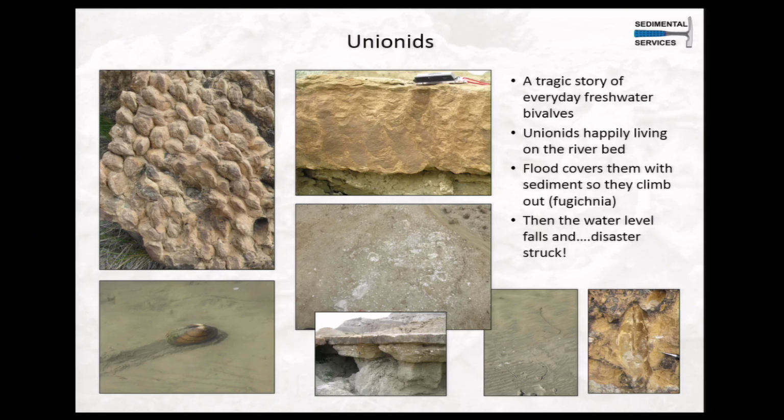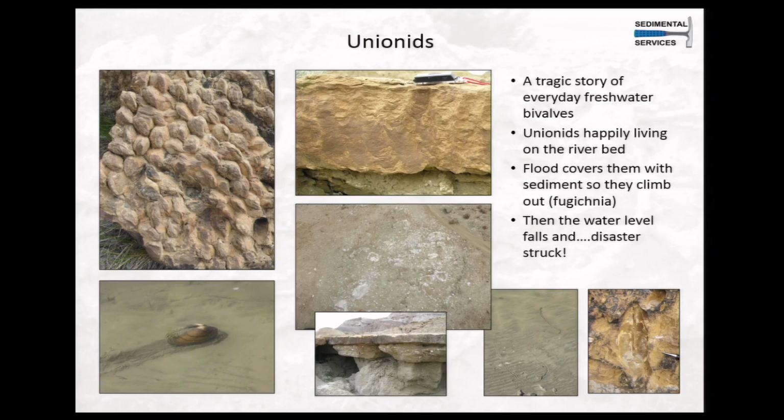And if you look carefully here, you can see these cup-shaped marks here as all of these bivalves were making their way up to the river surface. And these are called fugichnia. It's like a fugitive because they're escape structures. So these Unionids were escaping from where they were buried up to the riverbed. So they all got up to the riverbed, started feeding again, started moving around, and then disaster struck.